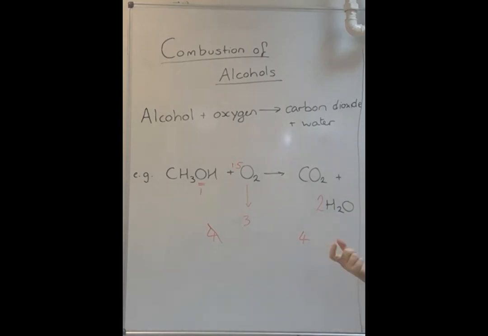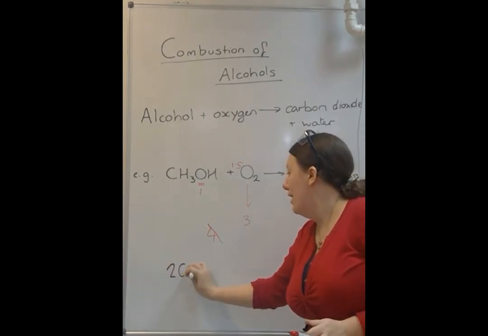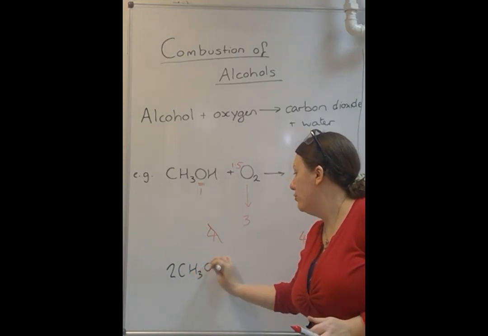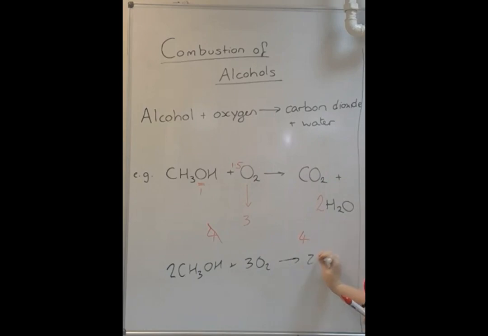Remember that if you don't like using halves in equations, you can get rid of the halves by multiplying everything by 2. So you could have 2CH3OH plus 3O2 gives you 2CO2 and 4H2O.